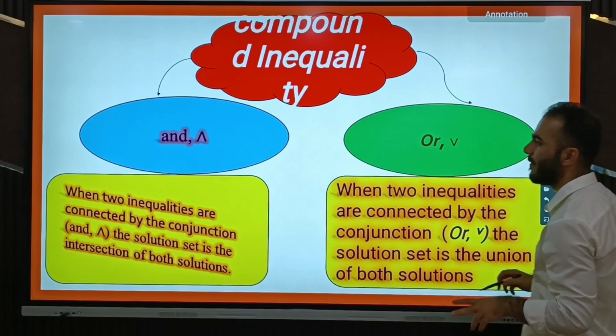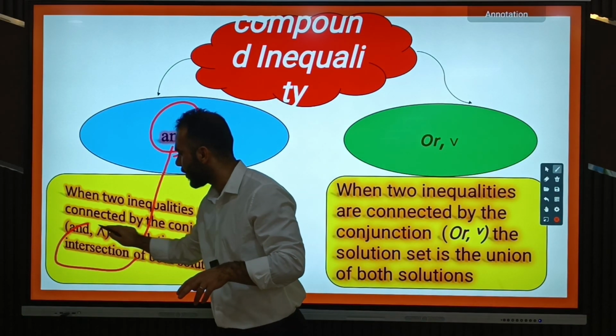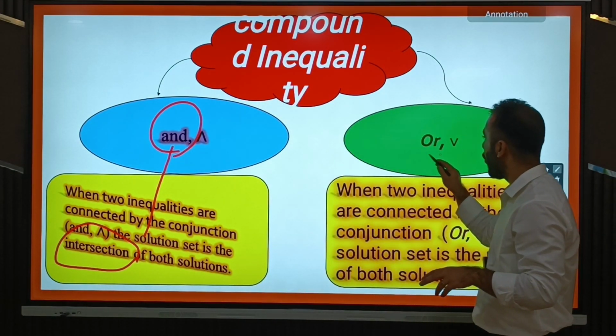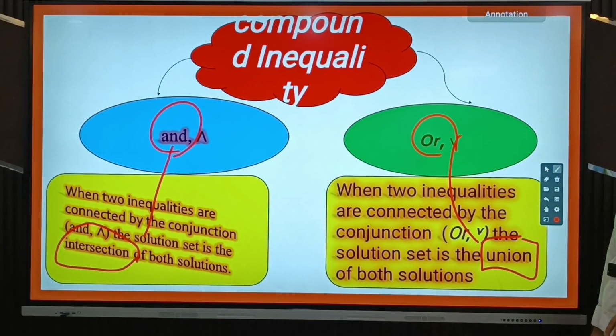So let's just simplify it. If we have "and", we are going to have intersection. If we have "or", we are going to have union. Okay, union of the solutions. Perfect.